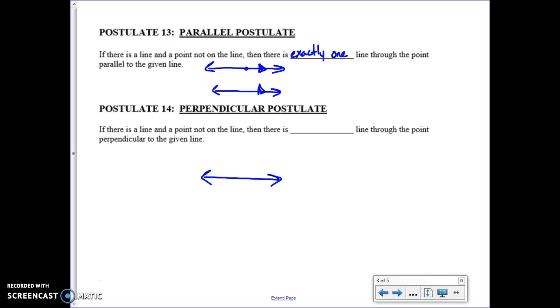Perpendicular postulate says if there's a line and a point not on the line, then there is exactly one line through the point perpendicular to the given line. So how many lines can I draw that go through that point that are exactly perpendicular to the line? The answer again is only one. So exactly one line.